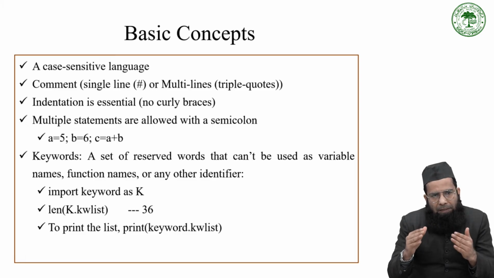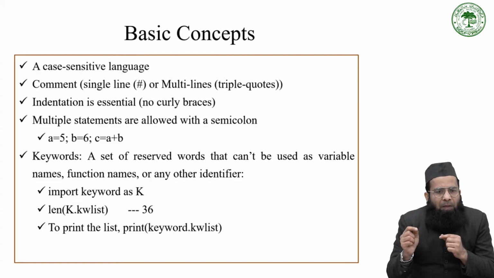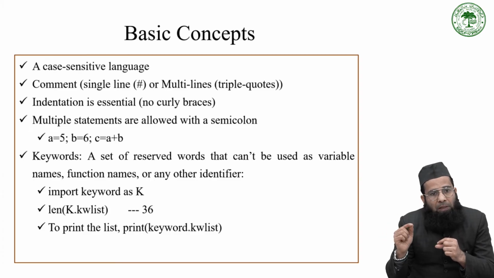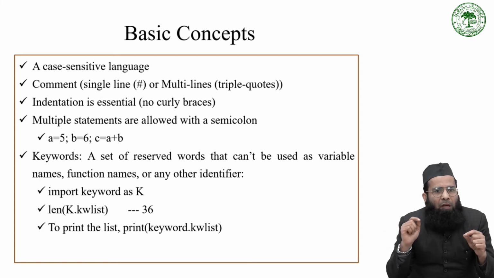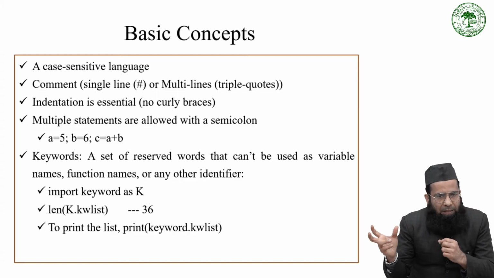And as I told you, Python is case sensitive. It means capital A and small a are two different variables. If you want to comment a single line, you can use hash. If you want to comment multiple lines, you can use triple quotes. So triple quote is used to comment multiple lines in Python.